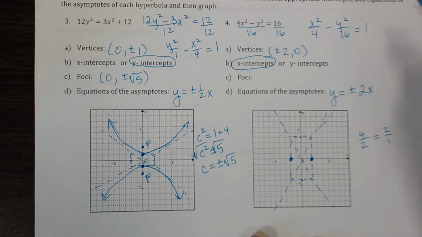And then lastly, we've got to find our foci. So we have c squared is equal to a squared plus b squared. So 4 plus 16.